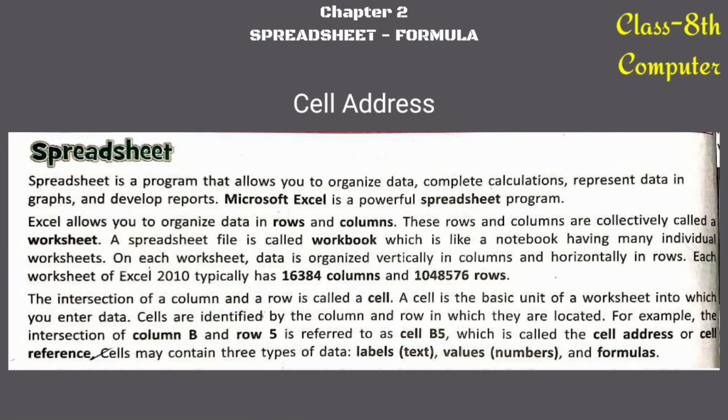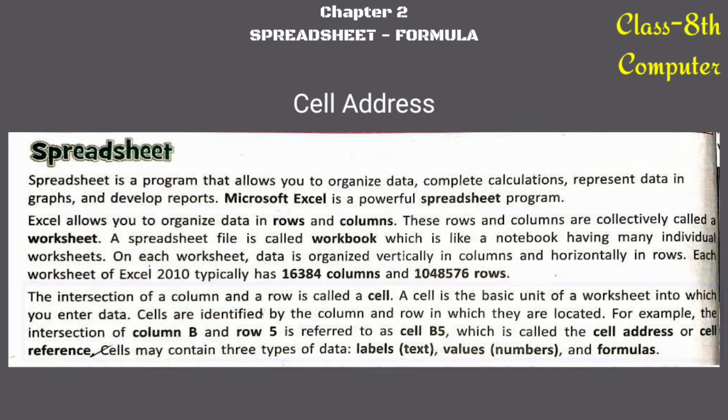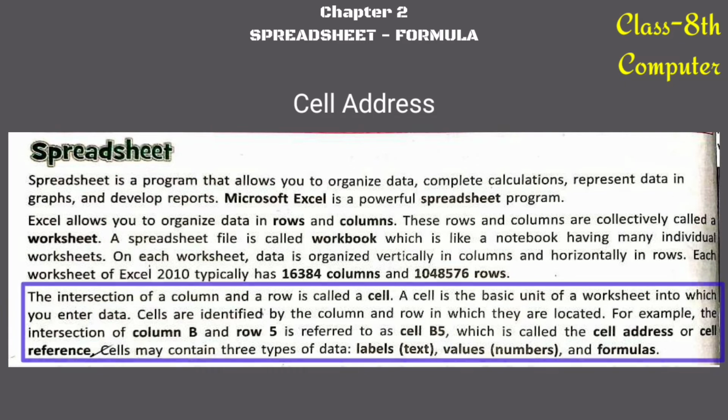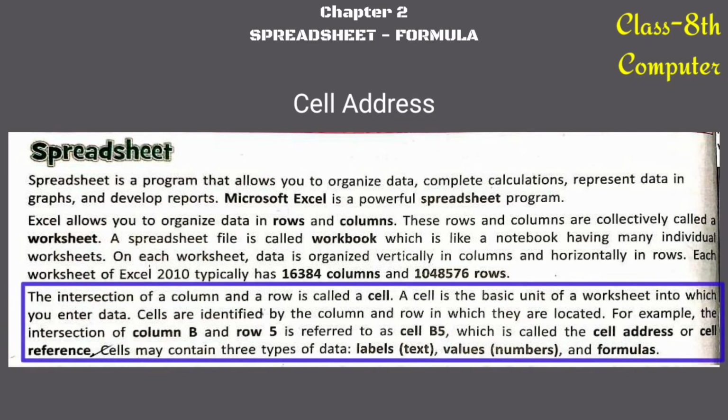Next we have cell address. Cell address is the address of the cell in the worksheet, also known as cell reference. Every cell is identified by the column letter and row number. For example, A1, B1, B2, C3, C5. All these are cell addresses. It is a combination of column letter and row number.